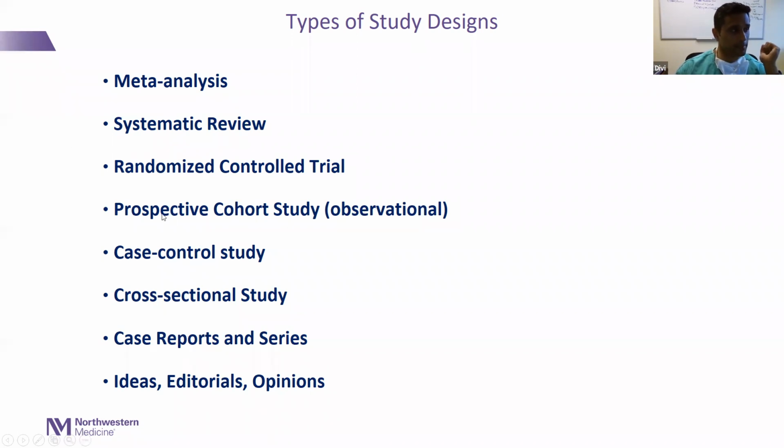When you start to mix and match, like a systematic review of cohort or case control studies, then that level of evidence should probably be downgraded to the lowest level, right? Because it's kind of like the weakest link, so to speak.